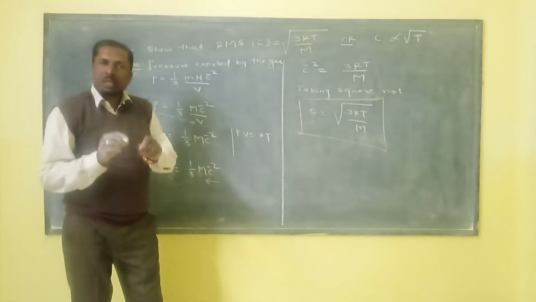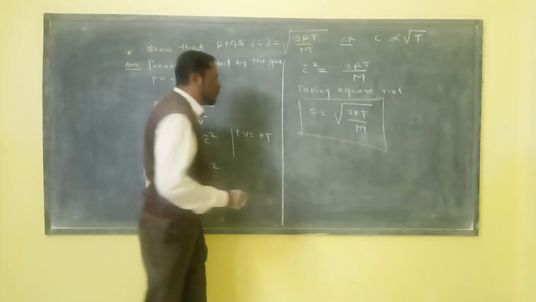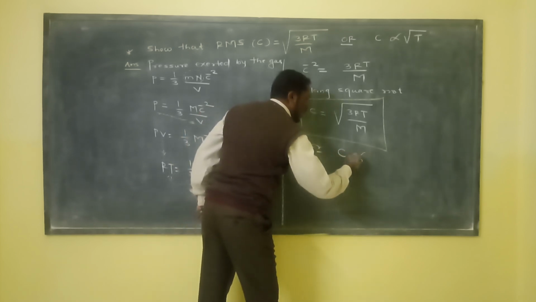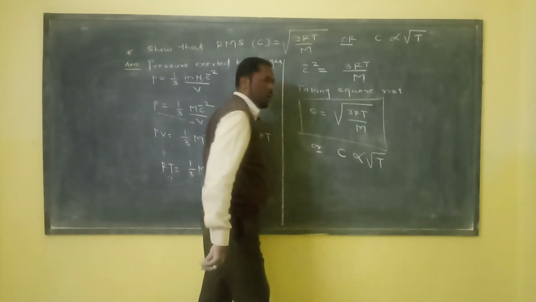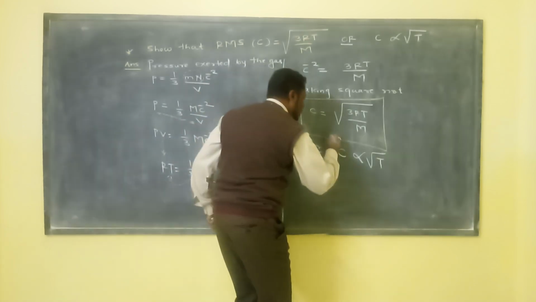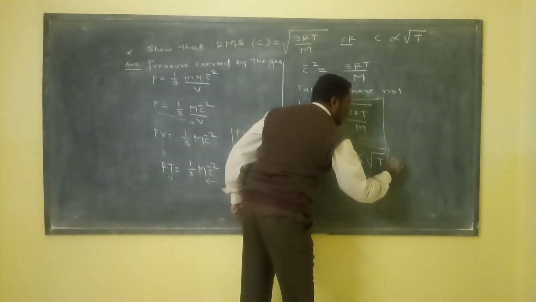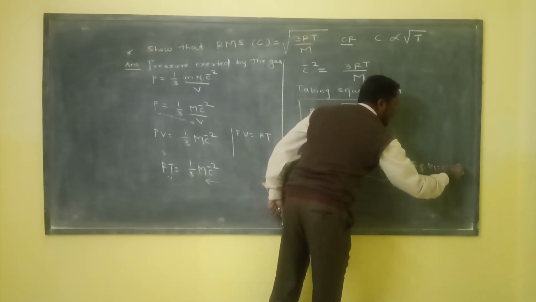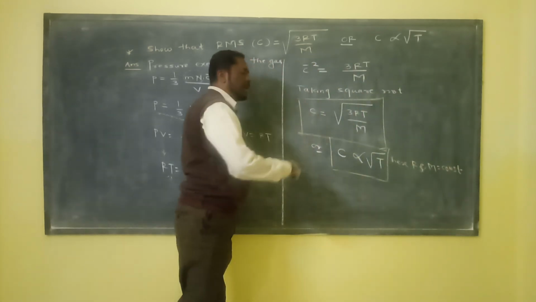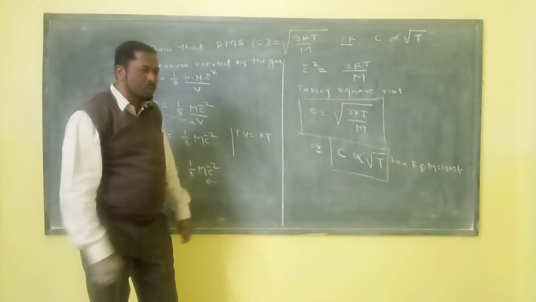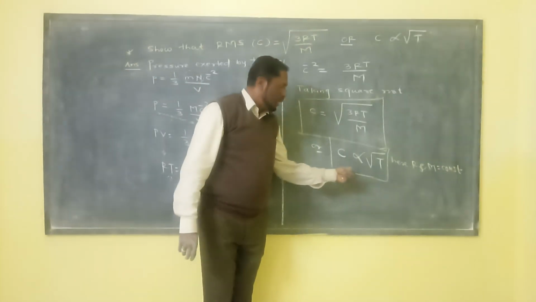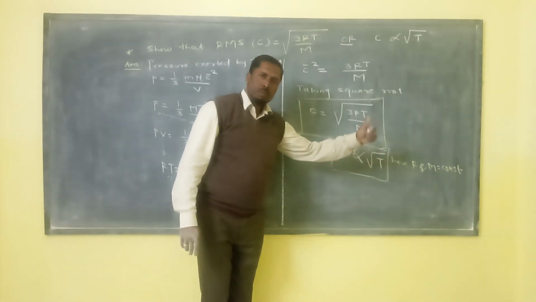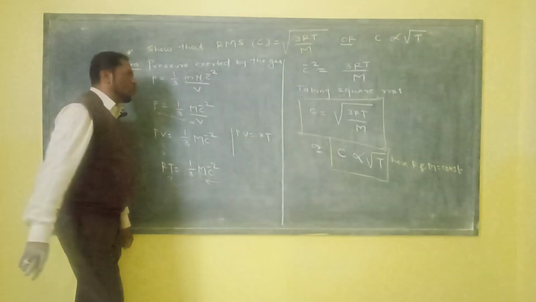What about R? R is the gas constant, M is the mass of a gas. So again we can say that C is directly proportional to square root of absolute temperature. How? Here R and M are constant. That's why C is directly proportional to square root of absolute temperature. That is, RMS velocity is directly proportional to square root of absolute temperature. Watch it carefully.